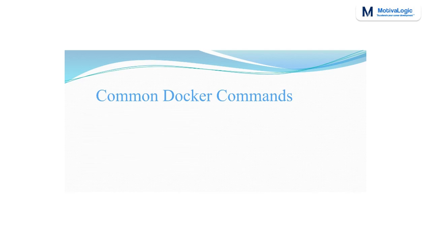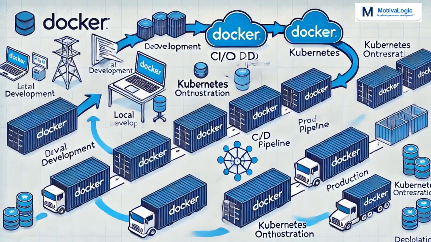Here are some common Docker commands you need to know. docker build builds a Docker image from a Dockerfile. docker run creates and starts a container from an image. docker pull downloads an image from a Docker registry. docker push uploads an image to a Docker registry. docker ps lists running containers. docker stop/start stops or starts a container.